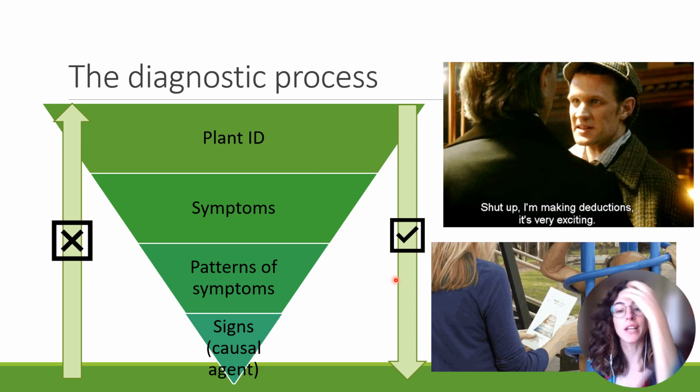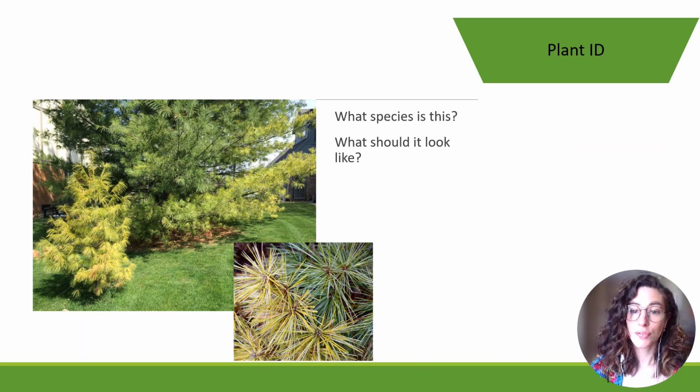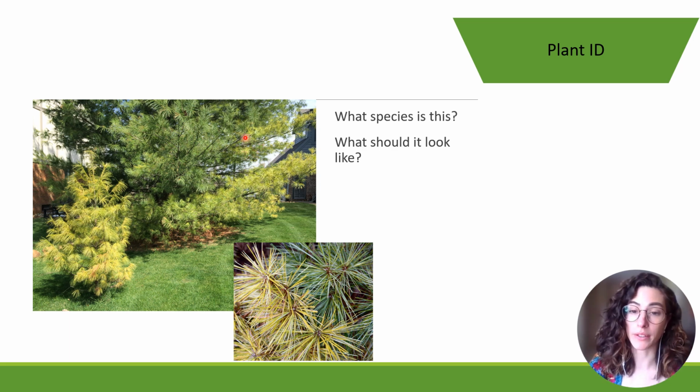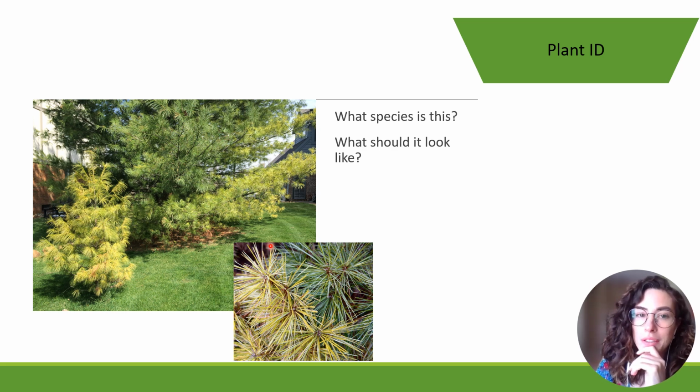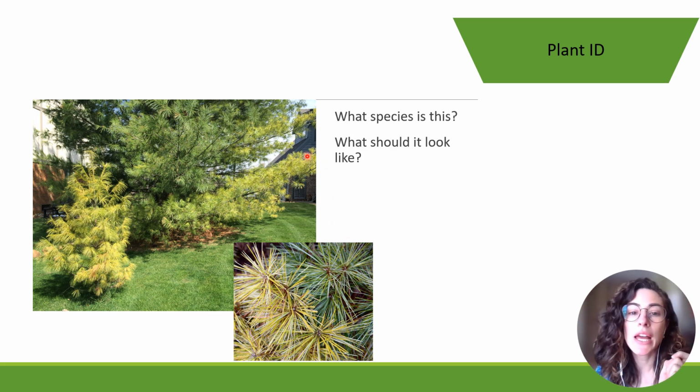But let's break down what the diagnostic process actually is step by step. So the first step is plant ID. Knowing your plant and knowing what's normal for that plant is the most important step to the diagnostic process, because it actually supplies you a lot of information. So if you did know what this plant was, maybe scream it out now. It's a white pine. The next question you have is, what should this white pine look like? And does this white pine look normal?